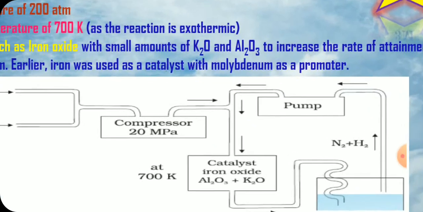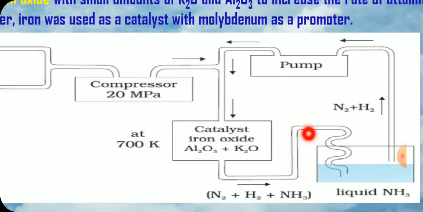Next, the gases move to this chamber. That chamber is a catalytic chamber which contains a catalyst, iron oxide, and oxides of aluminium and potassium. And in this chamber the temperature is maintained at 700 Kelvin. Okay, so from the compressor H2 and N2 gases are coming.